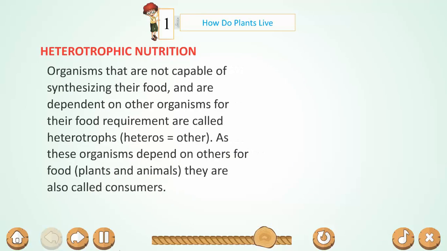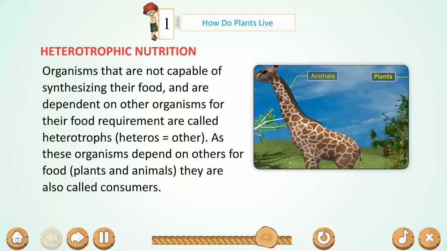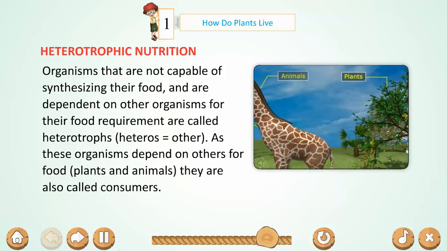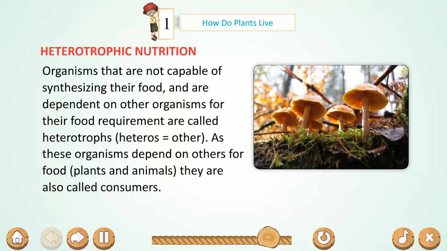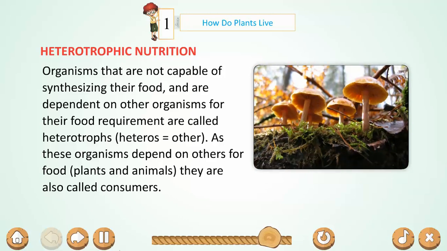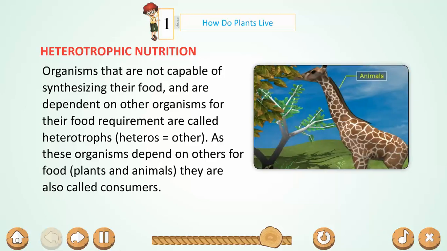Heterotrophic nutrition. Organisms that are not capable of synthesizing their food and are dependent on other organisms for their food requirements are called heterotrophs. Heteros equals other. As these organisms depend on others for food, plants and animals, they are also called consumers.